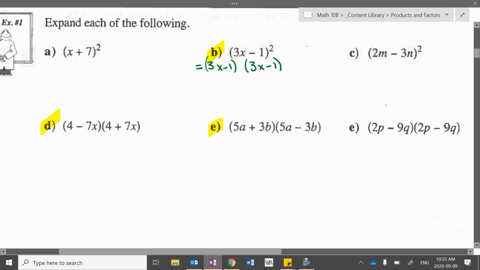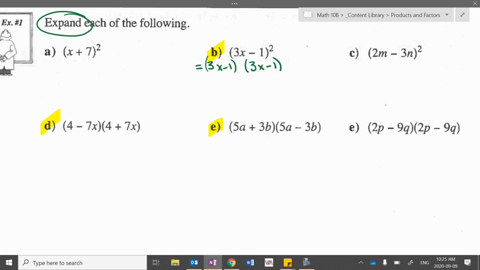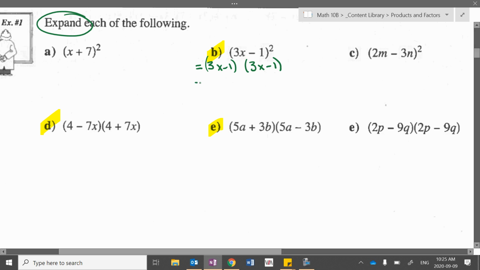Now notice this says expand. You're going to see a couple different ways to ask you to do the question. Expand, this is expanding it out. So now 3x times 3x, we're still using FOIL. We're always going to be using FOIL, so much FOIL. 3x times 3x gives me 9x squared. That was our first term. Now our outer terms, so 3x and a minus 1 gives me minus 3x. And inner terms also gives me a minus 3x.